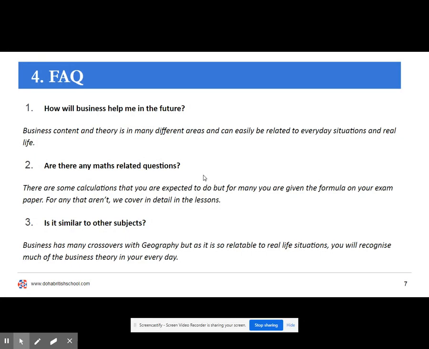Is it similar to other subjects? Business has many crossovers with geography, but as it is so relatable to real-life situations, you will recognise much of the business theory in your everyday life.